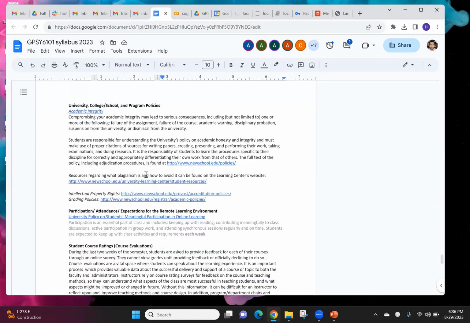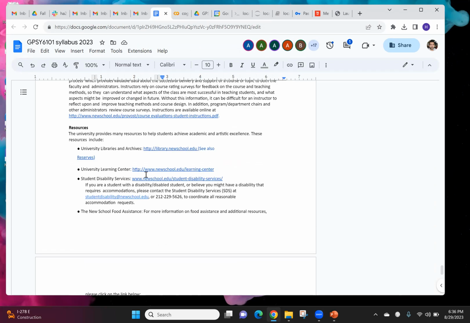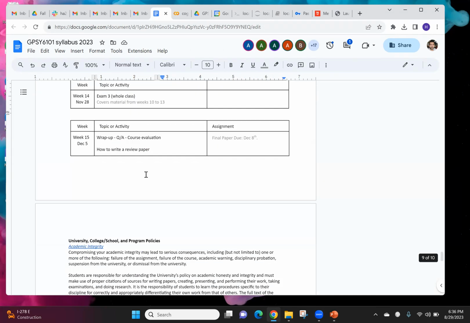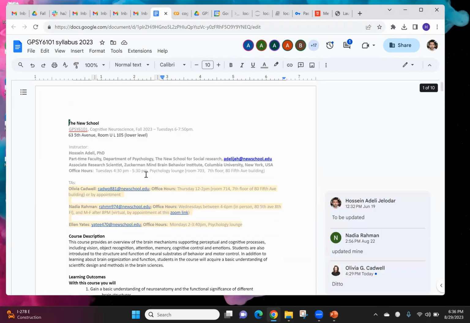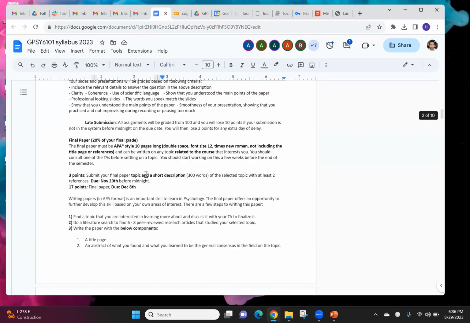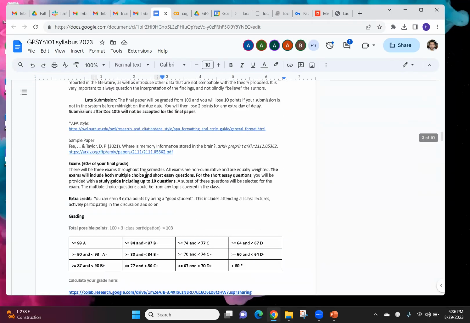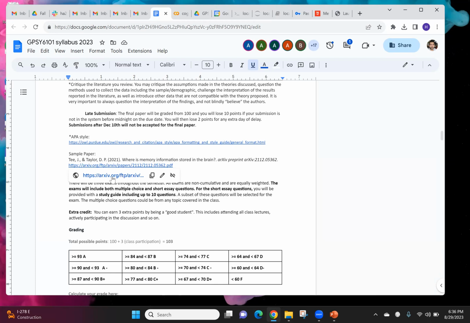So there are some policies and whatnot, and you could look through them. They're boilerplate. The final paper, and I have an example here from a friend.